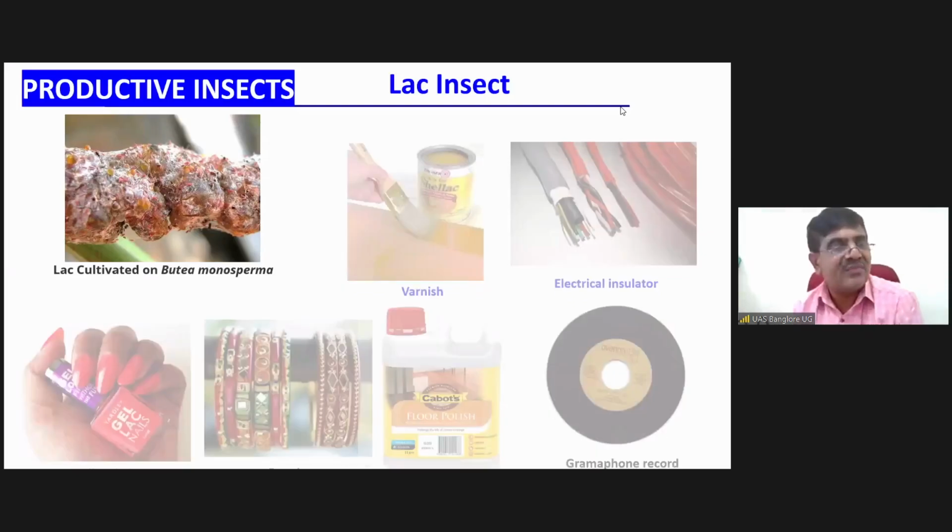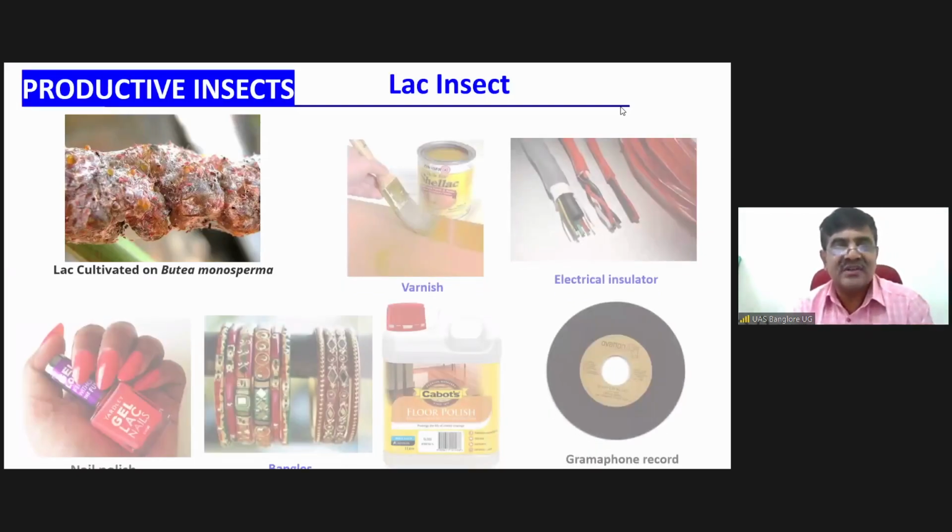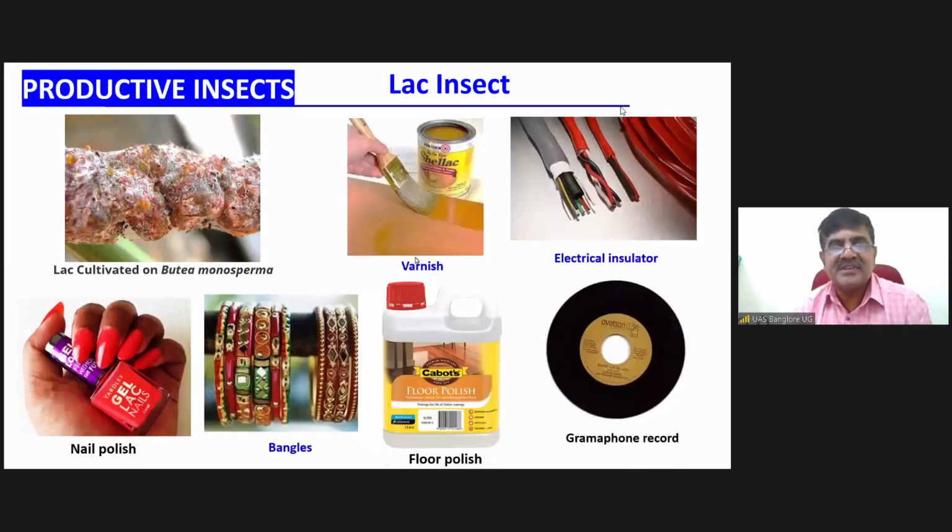So what are the uses of this lac? Lac can be used in the preparation of varnishes. It can be used as an insulating material in electrical wires. It can be used in the preparation of nail polishes, and in the manufacture of bangles. Whatever empty space is present inside the bangles is filled with this lac.